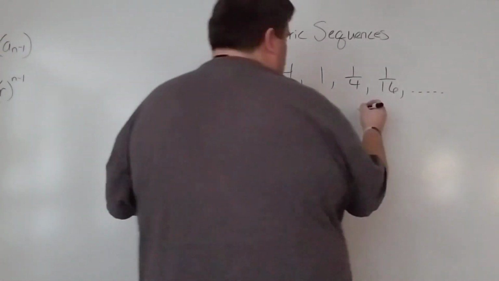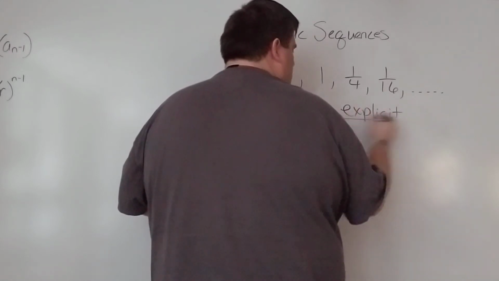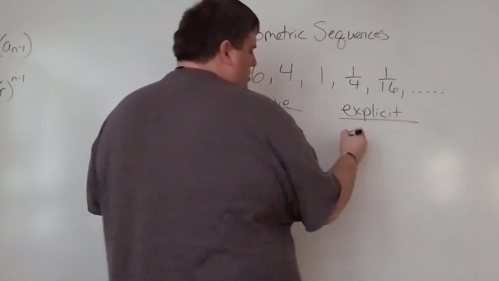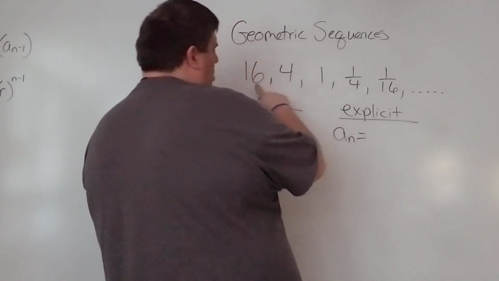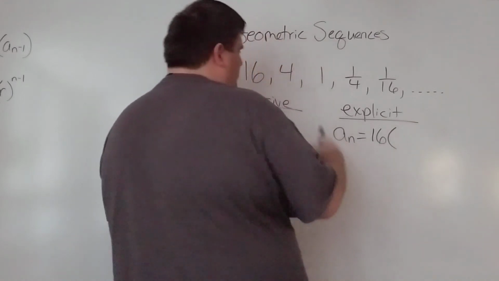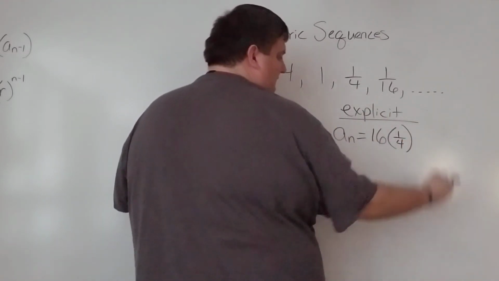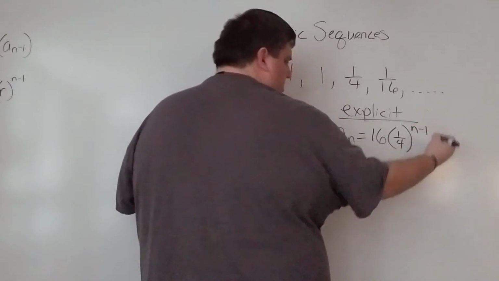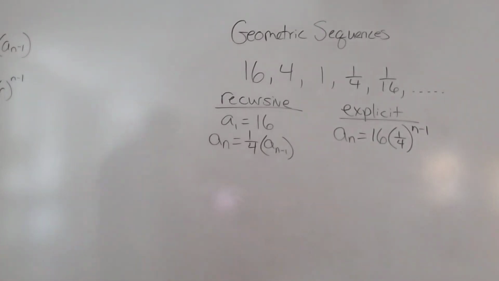And then let's do explicit. And we know we start a sub n. Our first term, a sub 1, is still 16. Times our rate, which in this case is 1/4. And instead of to the x power, it's to the n minus 1. And there's our explicit formula.